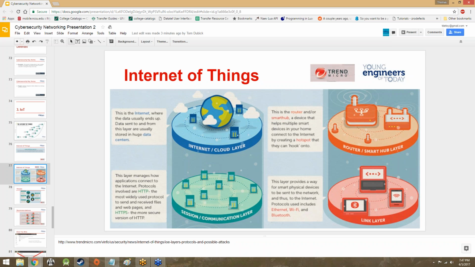And then you've got the link layer. This layer provides a way for smart physical devices to be connected to the network and thus to the Internet. So you've got Ethernet, Wi-Fi, and Bluetooth. So basically how these things connect to the Internet is also a layer.